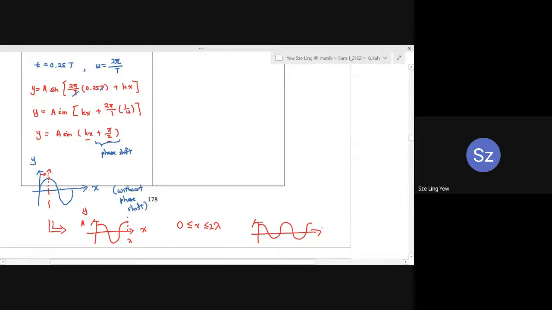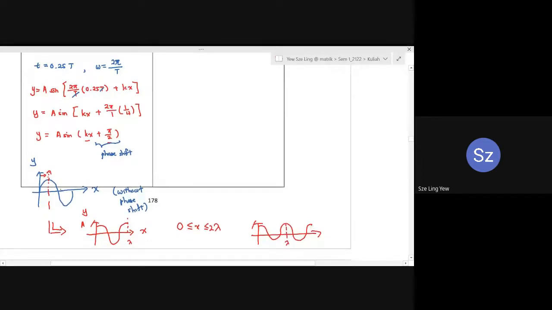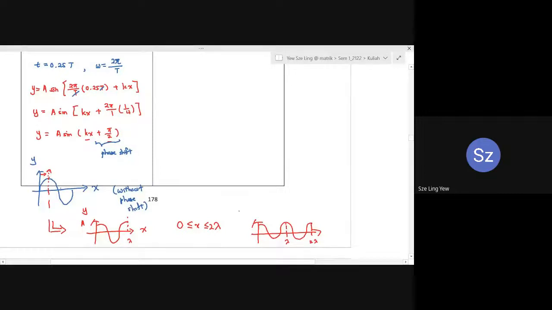So this is for 2 lambda. Okay, so this is a lambda, and then this is 2 lambda. So this is y against x. So for anything, you have to refer to the questions. See how many revolutions you have to sketch, how many cycles you have to sketch. All right. So initially we do the one without phase shift, and then we shift the axis.